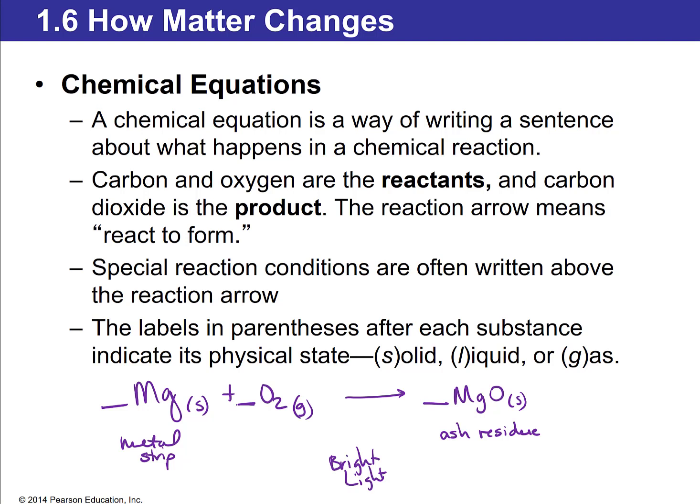But the rules are that you have to have an equal number of particles that react and form, so that you can account for the atoms. And you do that by changing the coefficient.